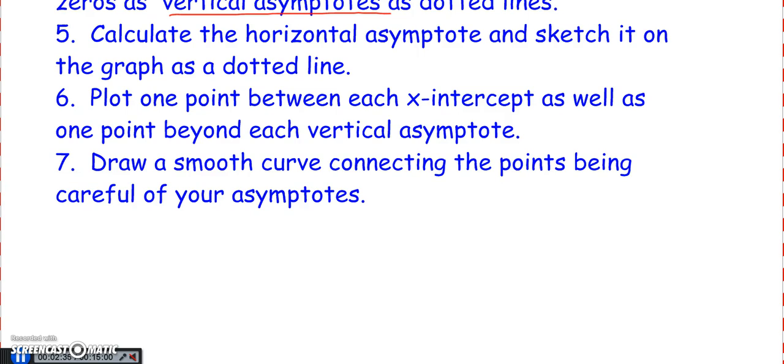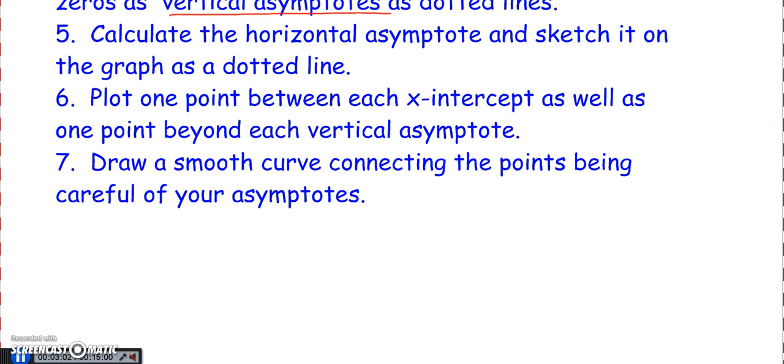And then step 6 is going to be plotting a couple points. I like to do 1 point between every x-intercept and vertical asymptote. That helps me know where the graph is above the x-axis and below the x-axis. And last but not least, draw a smooth curve connecting the points, being careful of your asymptotes.